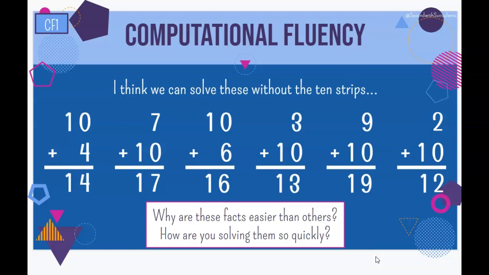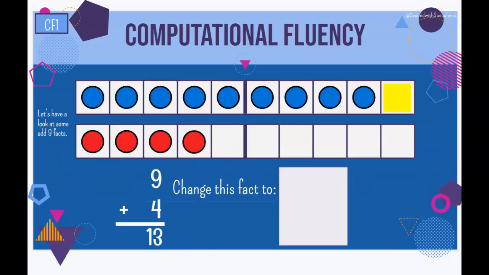Now, those were a lot of add 10 facts we just looked at. Let's swap over to some add 9 facts. How can we use what we know about add 10 facts to help us with add 9 facts? That's what we're exploring. Now, I've filled in my 2 10 strips here. I'm showing you my 9 blue dots for my first addend of 9 and my 4 red dots for my second addend of 4. What could I do to change this to an add 10 fact? What do you think?